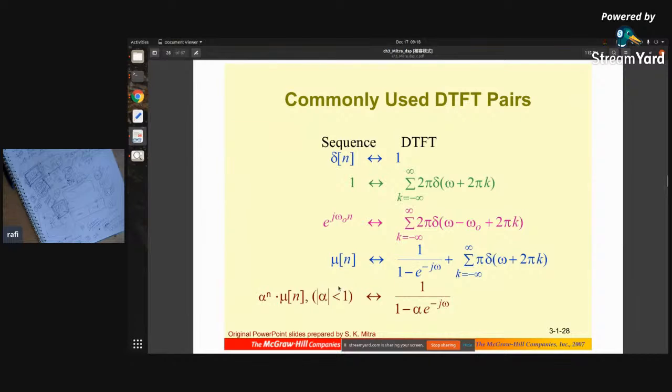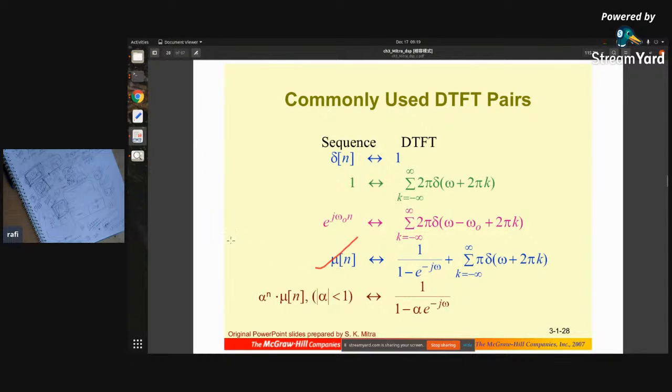Okay, now this we have already seen: alpha power n u of n. For only alpha less than 1 it exists. For alpha greater than 1, the Fourier transform DTFT does not exist. Again, it will be neither summable nor absolutely summable nor absolutely integrable. So the u of n only is the special case because the power of u of n is half. You might have already known from your signals and systems what the power of u of n is.